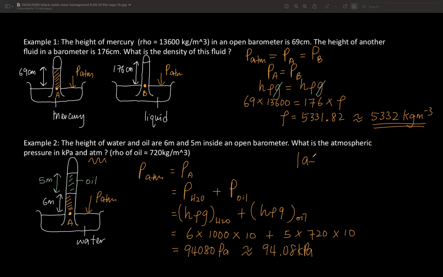What is 1 ATM? 1 ATM is atmospheric pressure, right? So 1 ATM is equal to 101,325 Pascal. So how many ATM is this one? You just divide it.